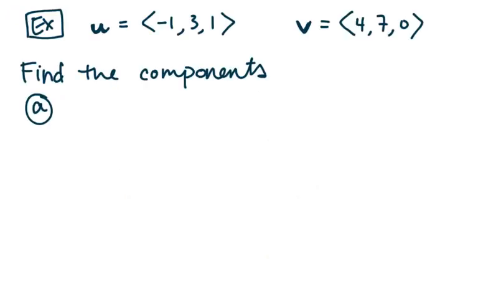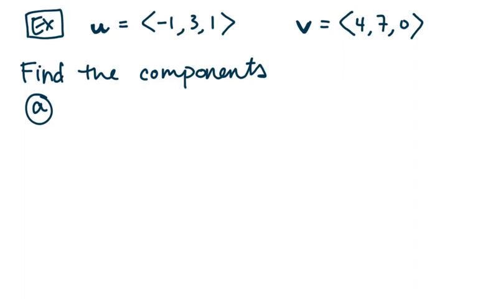So let's look at applying vector addition and scalar multiplication to these component forms. In this situation, we're given vector u, (-1, 3, 1), and vector v, (4, 7, 0).